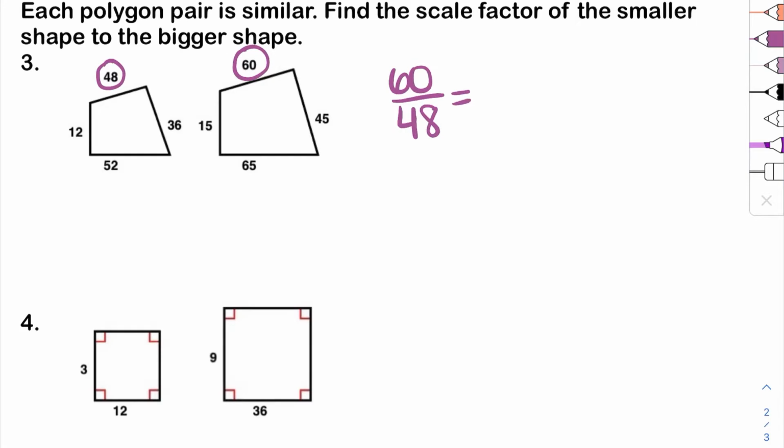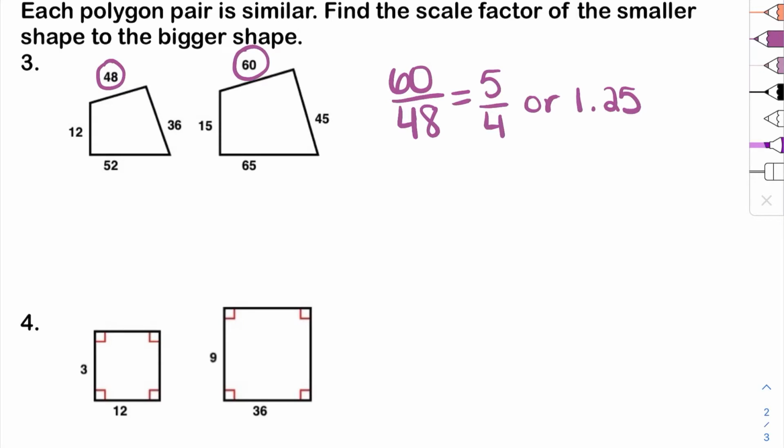You can represent your answer as a reduced fraction or a decimal. 60 divided by 48 as a reduced fraction is 5 over 4. As a decimal, this would be 1.25. So for all of our pairs of sides, if you multiply the smaller side length by 5 over 4, or 1.25, you should get the side length on the bigger figure. Also notice that our scale factor 1.25 is bigger than 1.